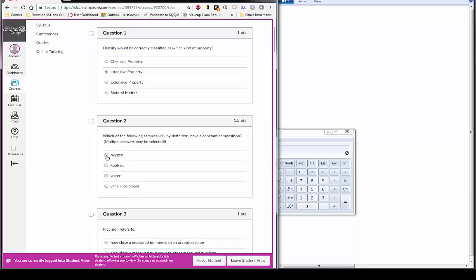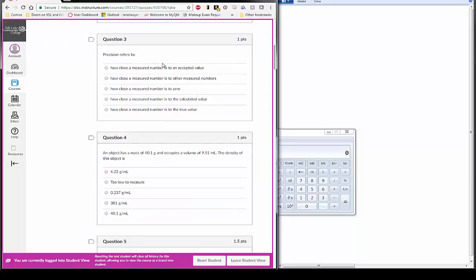So oxygen is an element. It's on your periodic table, which is given to you. Kool-Aid is a mixture. Water is a compound. You should know that. It's kind of common knowledge. And finally, vanilla ice cream would be a mixture. So these are the only two which have constant composition because they are elements and compounds, which are pure substances by definition.